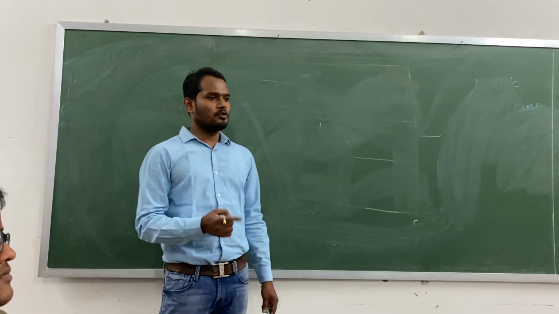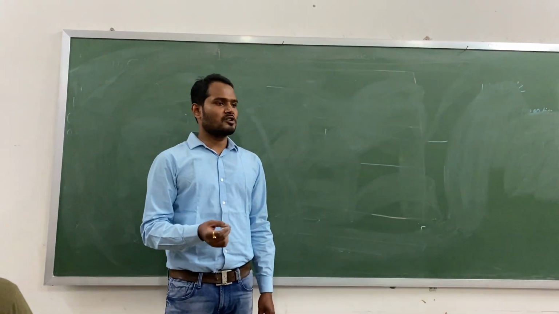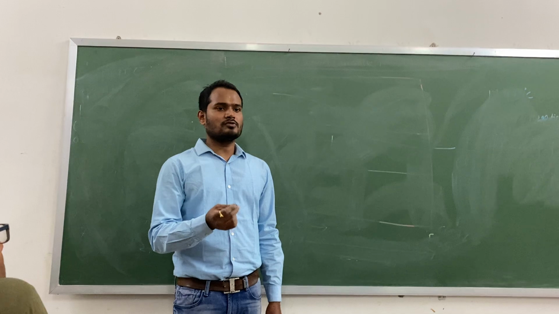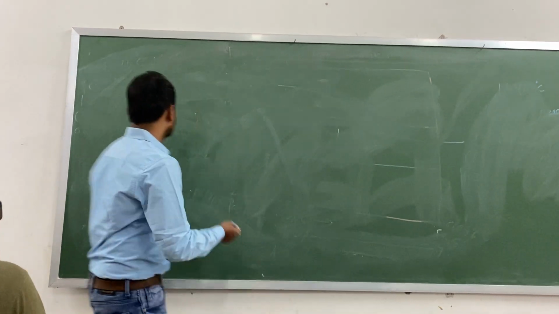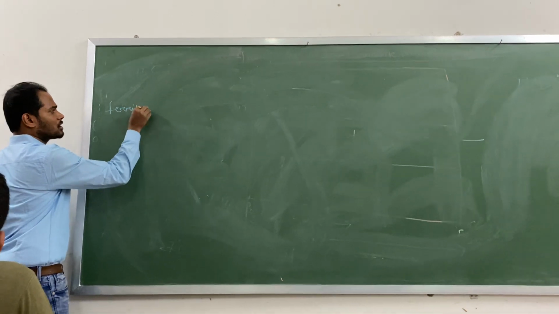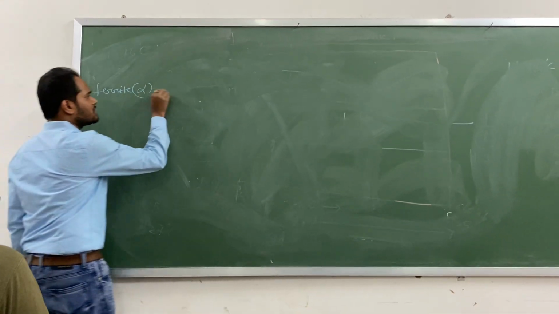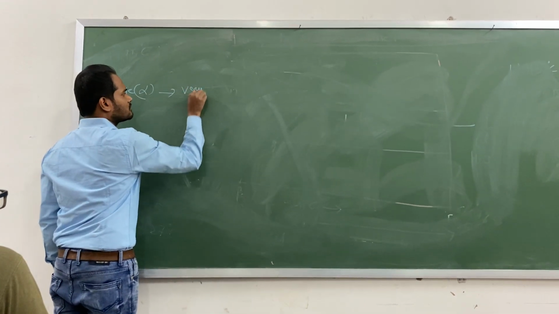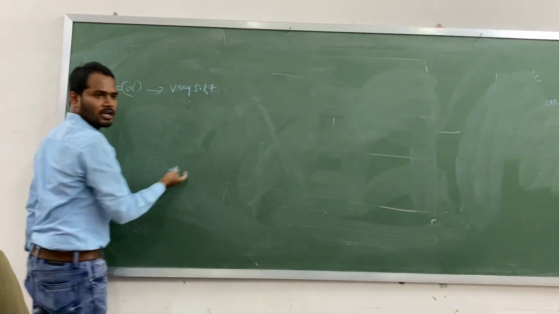In this video I will tell you something about the properties of the phase. So what is the property of a particular phase? Suppose I have only ferrite, I am talking about alpha ferrite. It is the nature of that phase.